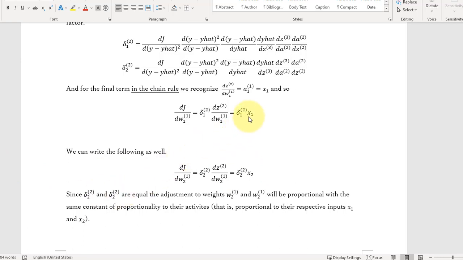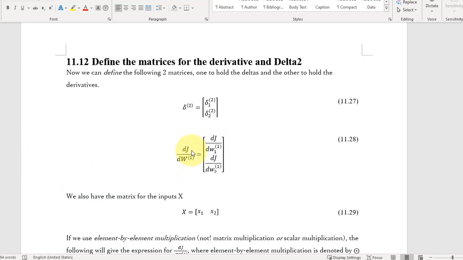Now, typically, we are going to put x1 and x2 into what we usually call a row matrix. But here, we put this into a column matrix, and we put the delta 2s into a column matrix. So they look like this: this one is a column, and this is a column.